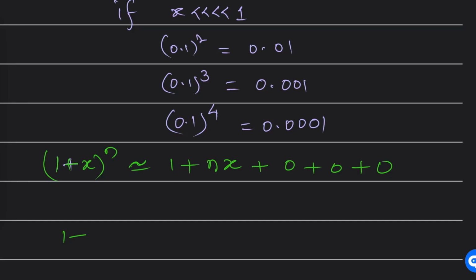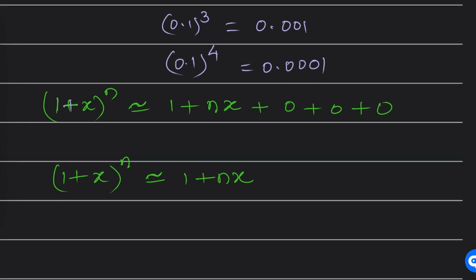So now the final expression you should remember is 1 plus x to the power n is almost equal, approximately, to 1 plus nx. This is important. Here we can apply it for minus also: if it is 1 minus x to the power n, the minus sign will come. Very important and very widely used.